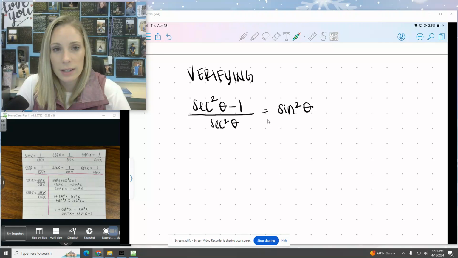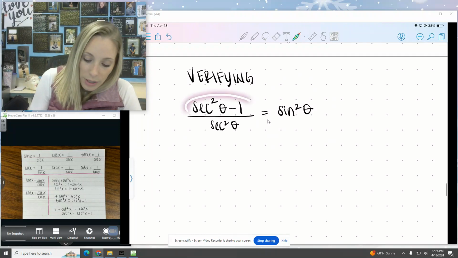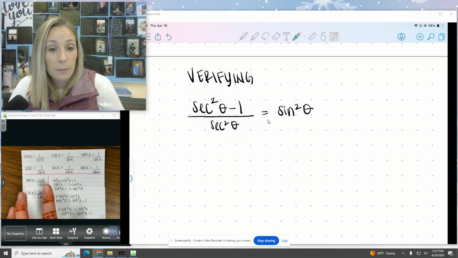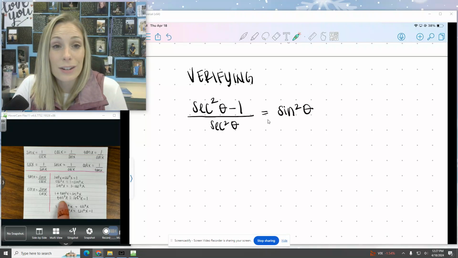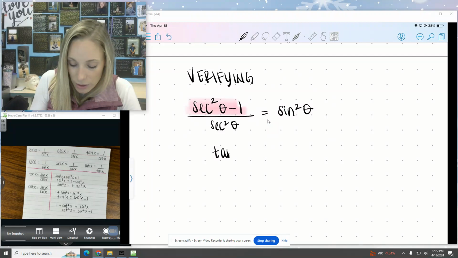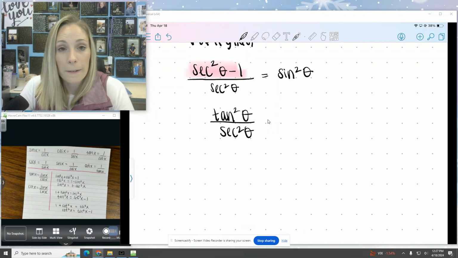If you have these memorized, something's already jumping out at you. You have noticed that you have a secant squared of theta minus 1. Secant squared of theta minus 1 is exactly the same thing as tangent squared of x. So you can take all of that and replace it with a tangent squared of theta. Of course, that secant squared of theta is going to stay the same, and we're not going to touch that sine squared. But we know we're not done yet because we don't have a sine squared yet.